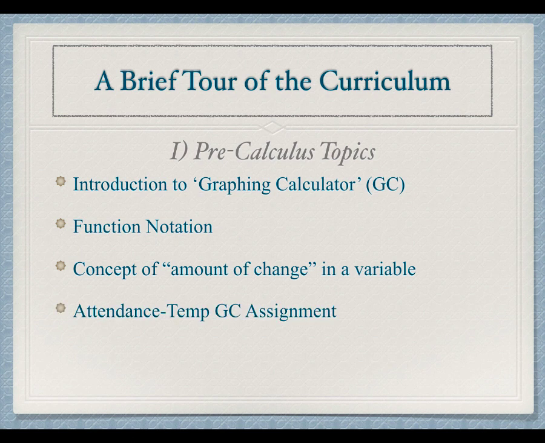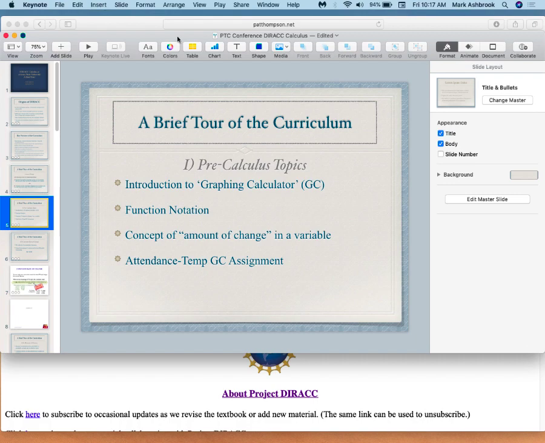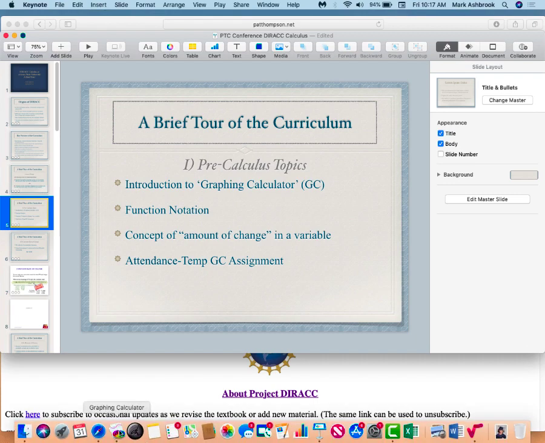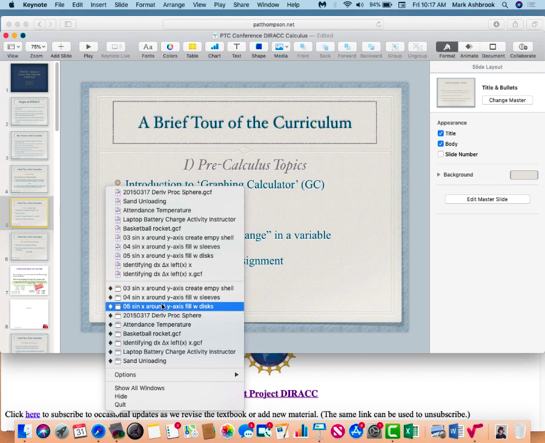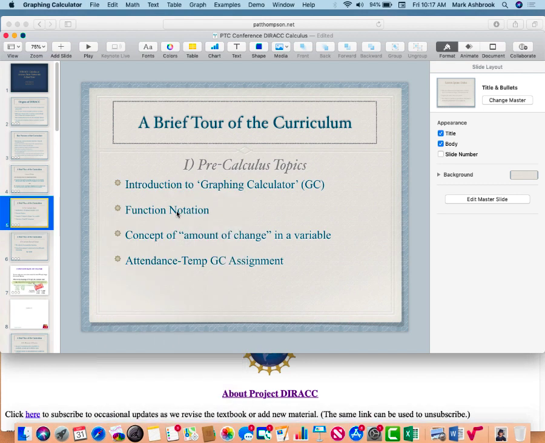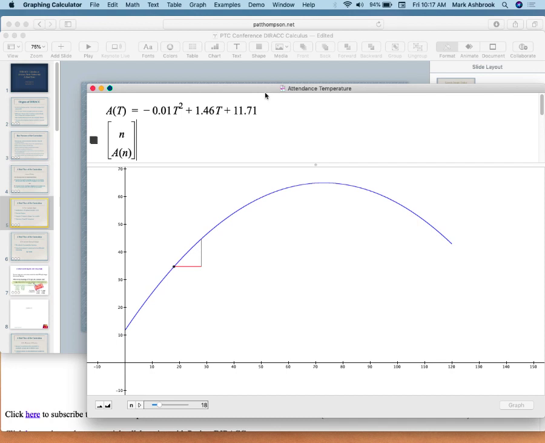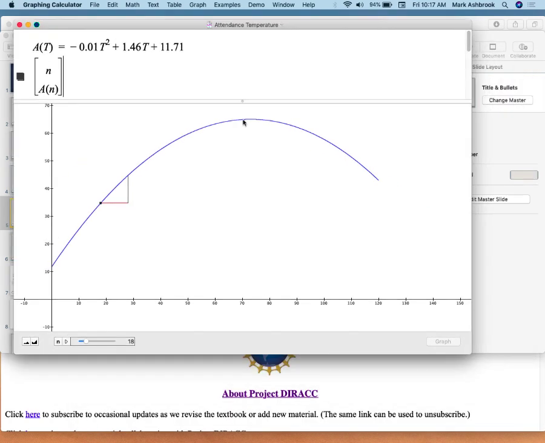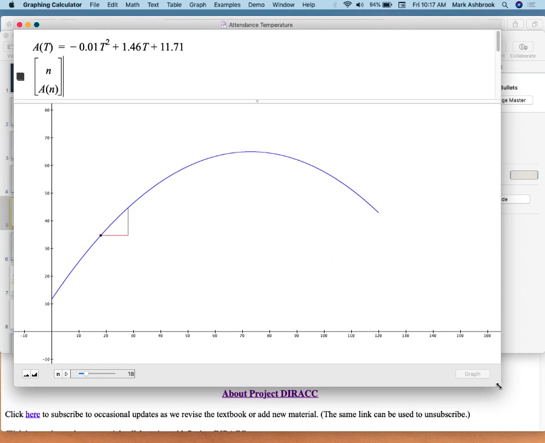Okay, so the first assignment that they have for GC is this one here, and it brings together representing a function. This is the expected attendance at a football game based on temperature. So expected attendance is the dependent variable, temperature in Fahrenheit is the independent variable. And there's a kind of 4-page worksheet that leads students through building this GC file.